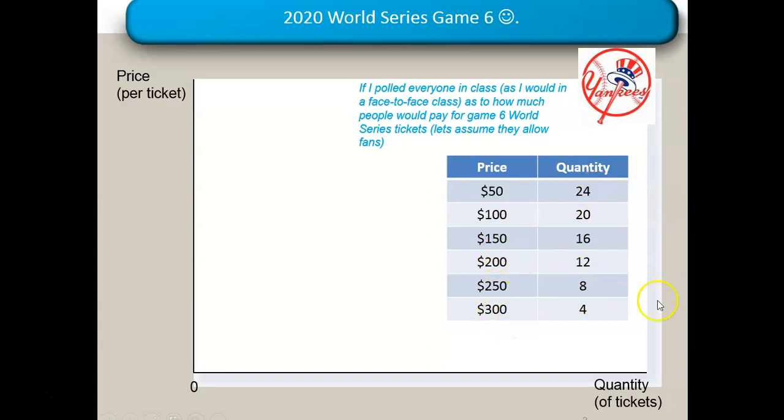And I've kept this linear so that when we put it on the graph, it's simple, but it clearly doesn't have to be linear. Here, as the price goes up by $50 each time, the quantity goes down by 4. That doesn't have to be that simple. Okay, so here's the demand schedule.